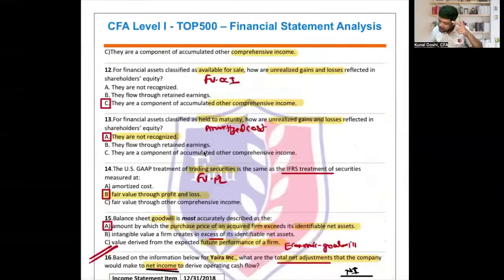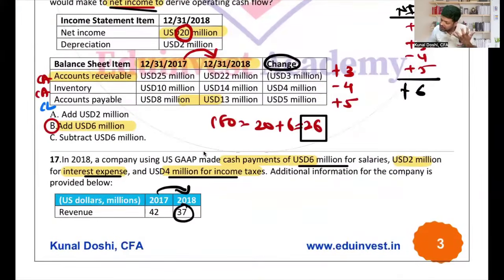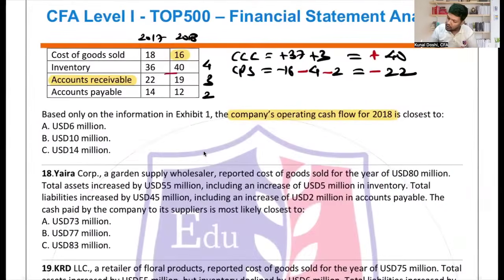All this is done. And then the rest, they've already told you. These are cash payments for salaries, operating expense, interest, and taxes. So 6 plus 2 plus 4, that is minus 12. All of these are outflows. Let me know what's your answer. This is going to be 34 minus, so you'll be left with plus 6. That is 6 million.